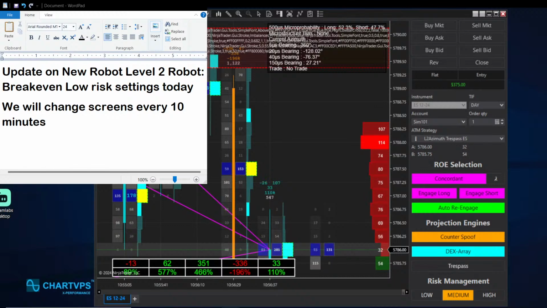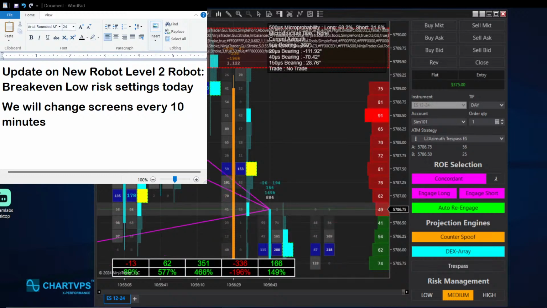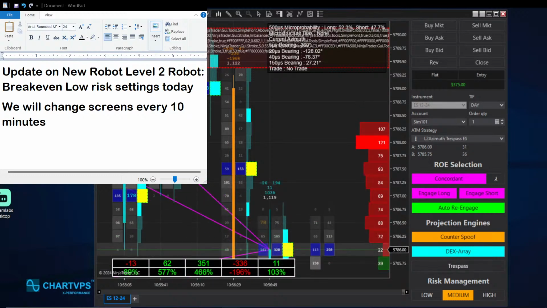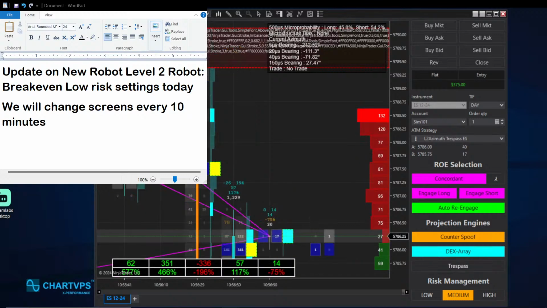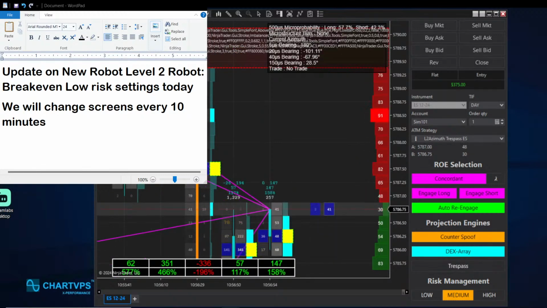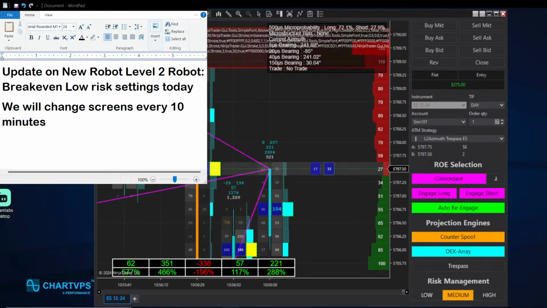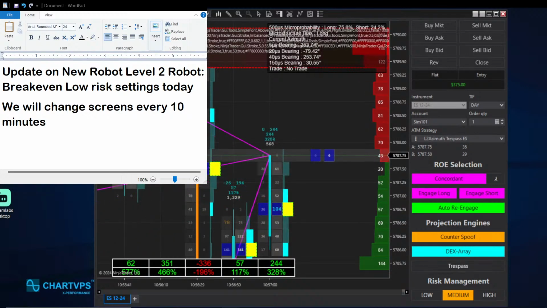Push. This would be an area where I'd look for an add. This is where our stop is, right here. Yeah, this is where I'd be looking for an add. Right here. All right, we can add. Added 2 more. We're long 5. Beautiful. Love that.